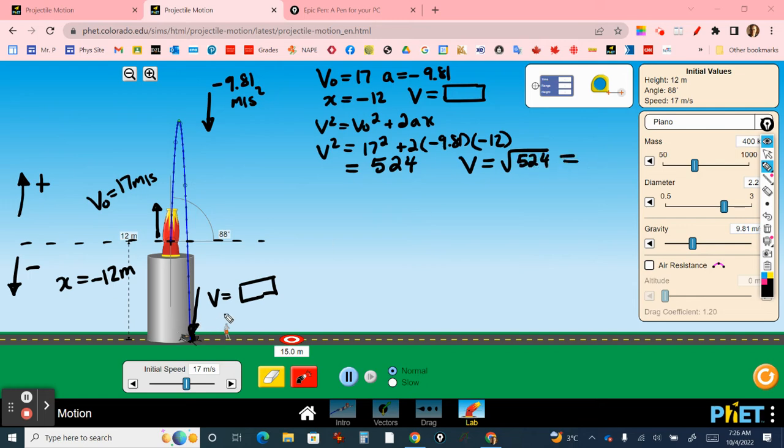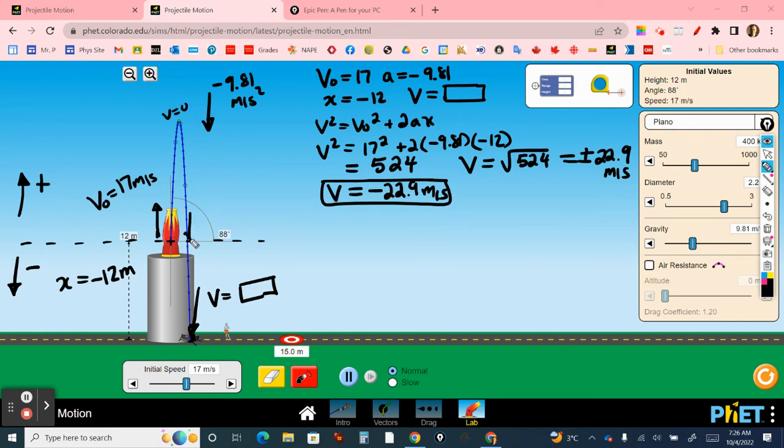Now, I've already told you that here, this has got to be negative. The final answer here, our final velocity, has got to come out negative because our initial velocity was positive and our final velocity is going down. So when you take the square root of 524, you get plus or minus 22.9 meters per second. But we know that it's going down, so our V final has to be negative 22.9 meters per second.